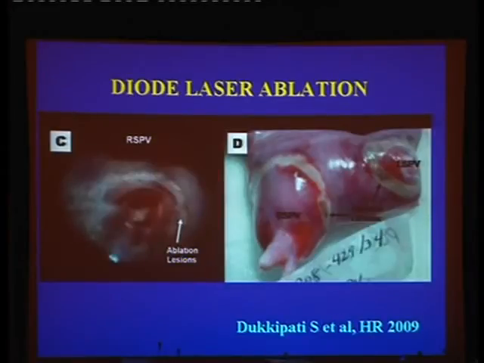So the first patients were done. The project was stopped. We were back in Boston with experiments in June 2007. Then it went back in the fall and the winter to Prague with Vivek Reddy and the group in Prague. And so now we're seeing publications on the use of diode laser.